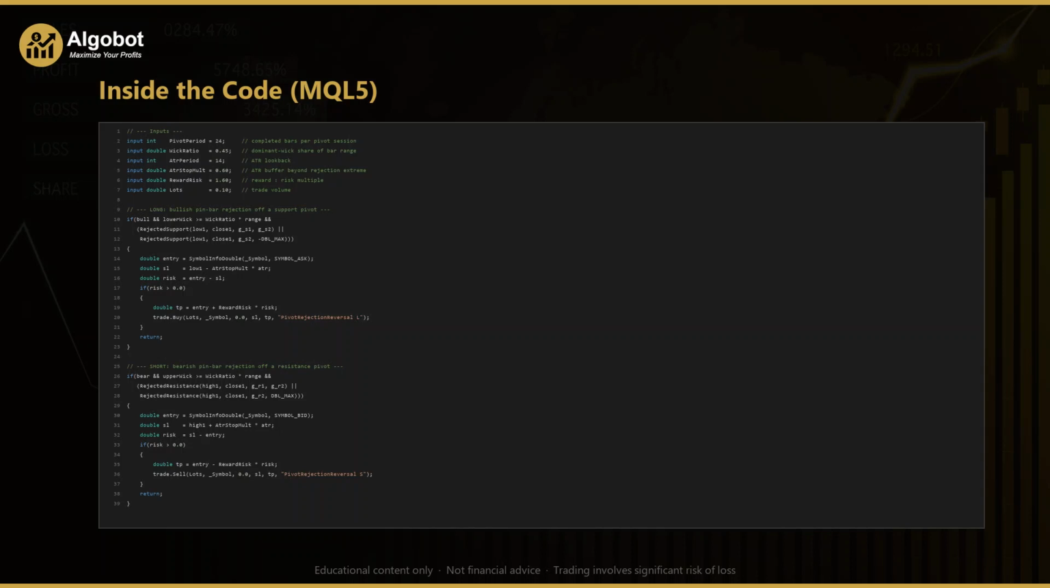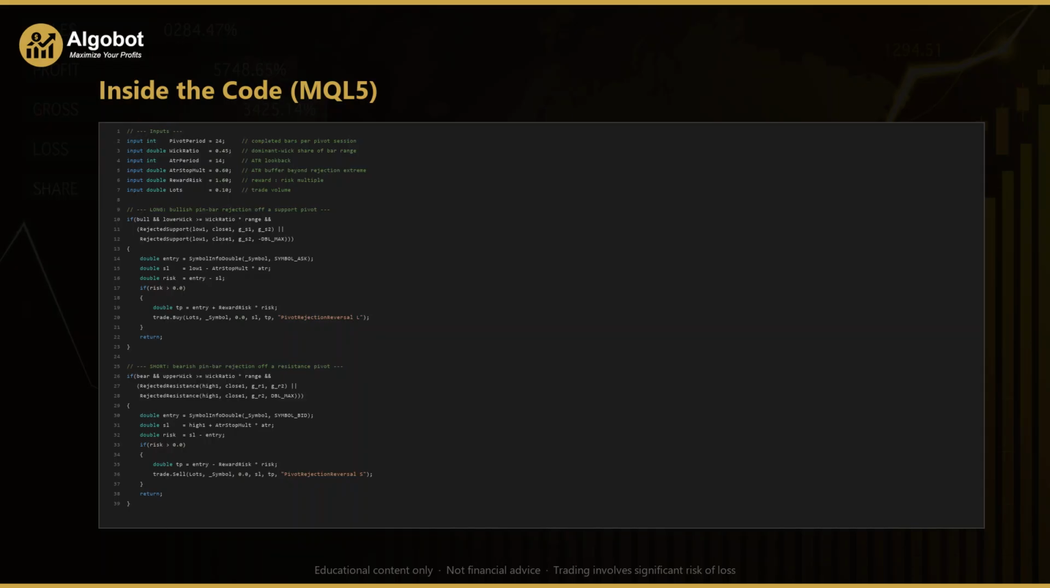The second block is the short side, and it mirrors the first exactly. It checks that the candle is bearish, that the upper wick dominates the range, and that rejected resistance confirms the bar poked into resistance and closed back below. It then takes the bid price as the entry, places the stop just above the candle's high plus the ATR buffer, and sets the take profit at entry minus reward risk times the risk before calling trade.sell.